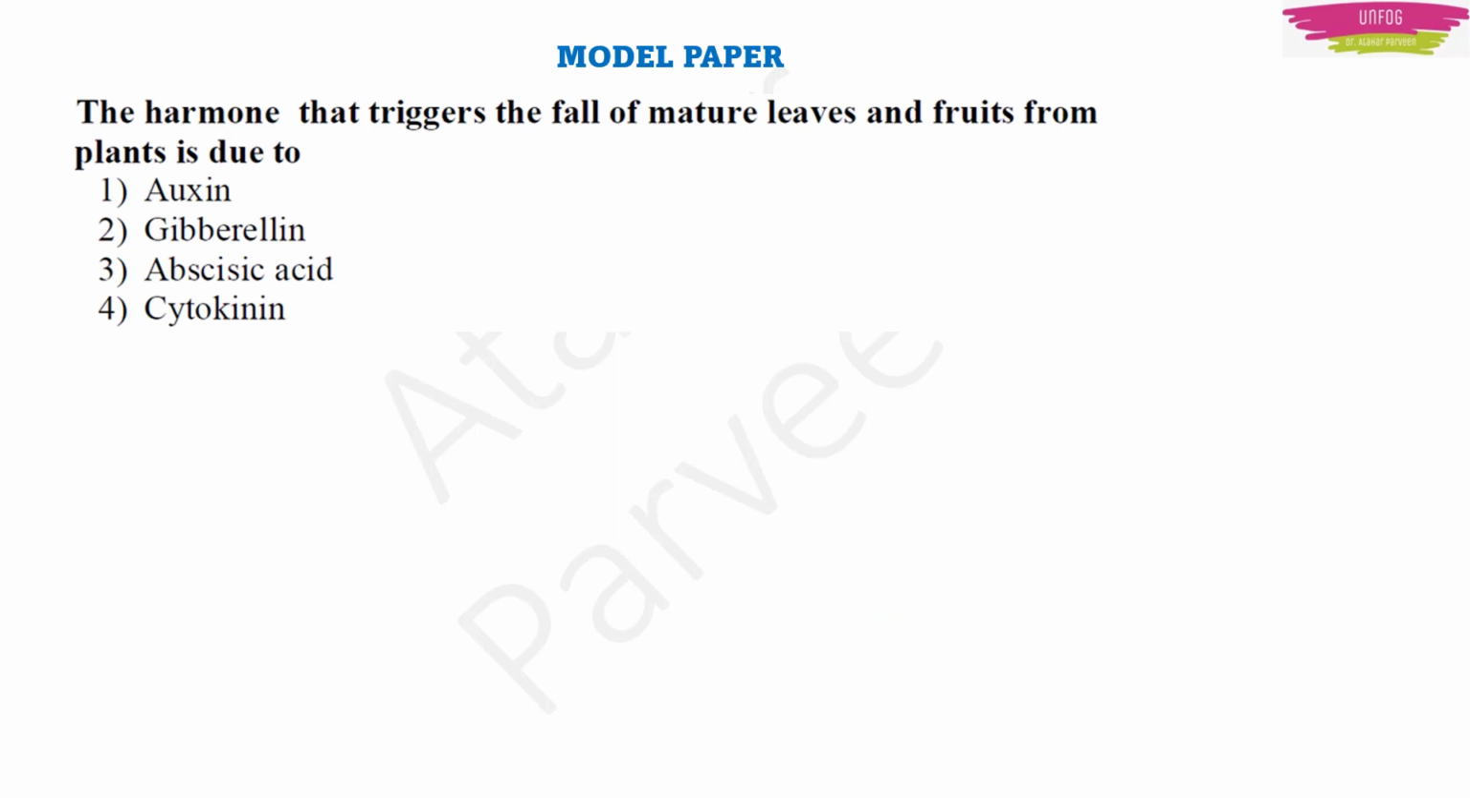First question is, the hormone that triggers the fall of mature leaves and fruits from plants is due to. These are the four hormones. Here they are asking us the hormone which will trigger the fall of mature leaves. That means it will stop the growth, it is against the growth of the plant. So that will be abscisic acid.